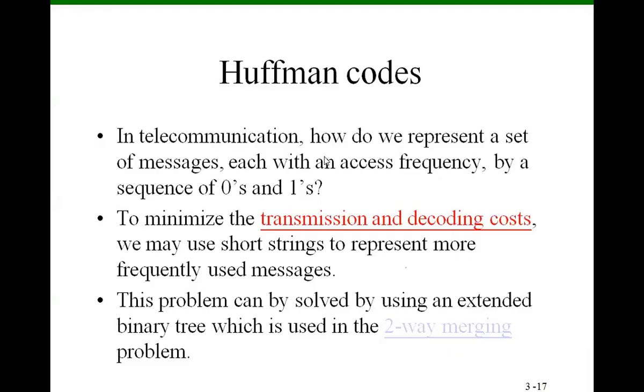So when you want to transmit the data, see in telecommunication, how do we represent a set of messages each with an access frequency? By a sequence of zeros and ones we are representing to minimize the transmission and decoding cost. We may use short strings to represent more frequently used messages. So this problem can be solved by using an extended binary tree, which is used in the two-way merging problem.